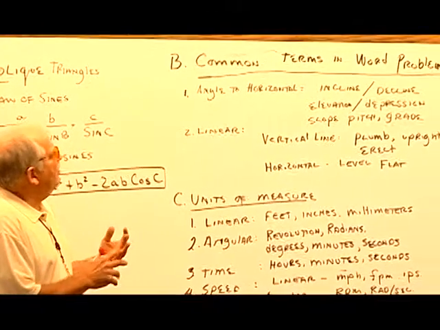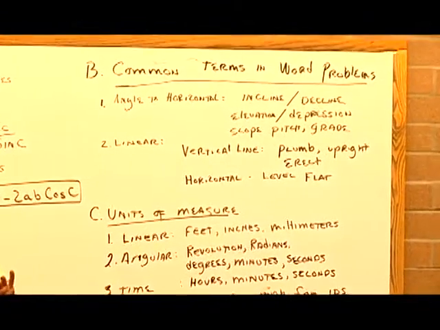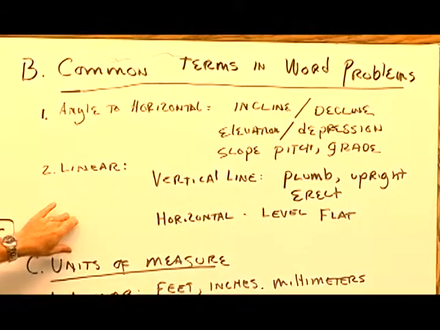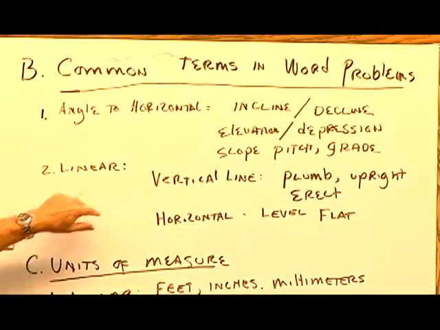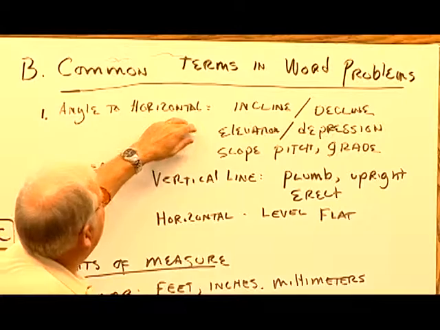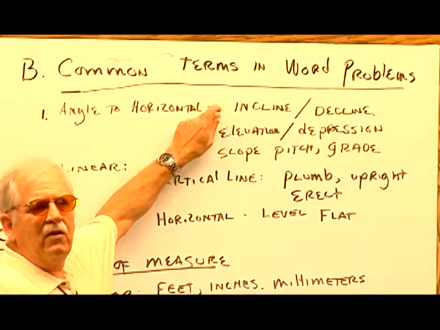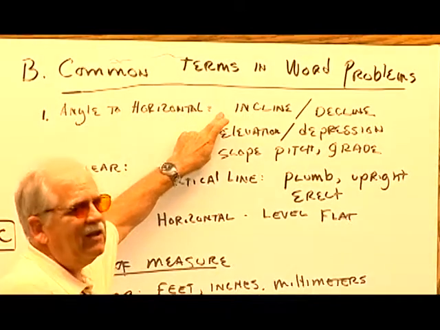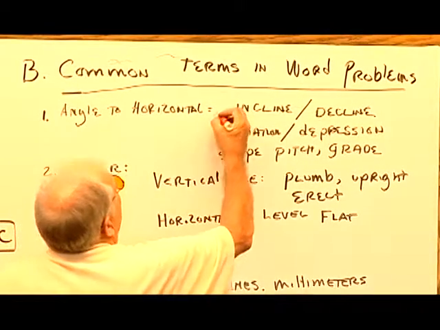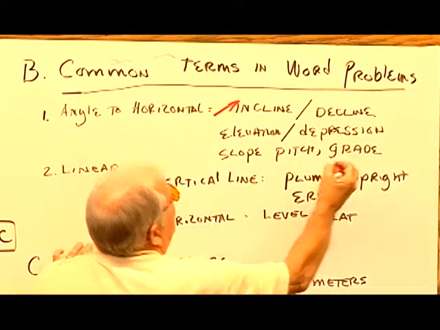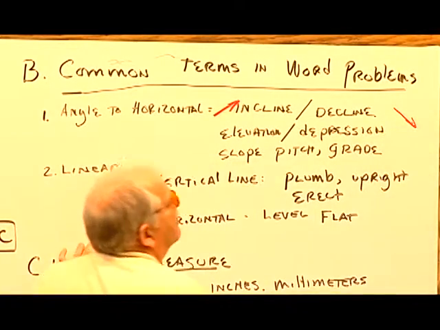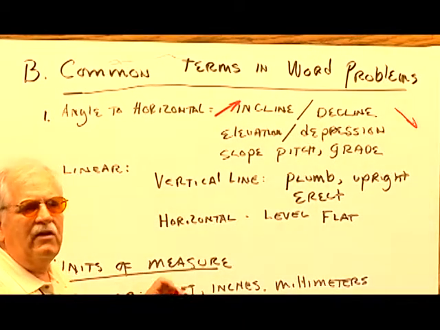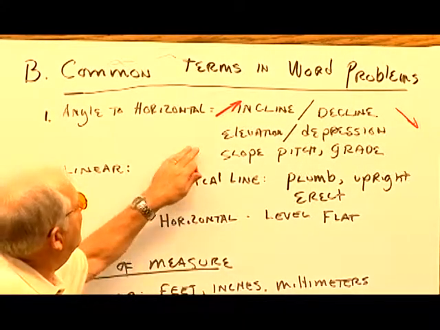So I put some words on the board that probably will be helpful for you to be able to recognize what the side of an angle might be. So for angular measurement to the horizontal, in engineering and in architecture, we use words such as incline or decline. Incline would be a line going upward. Decline would be a line going downward. So in a situation where we say incline or decline, be sure that you know which direction they're going.